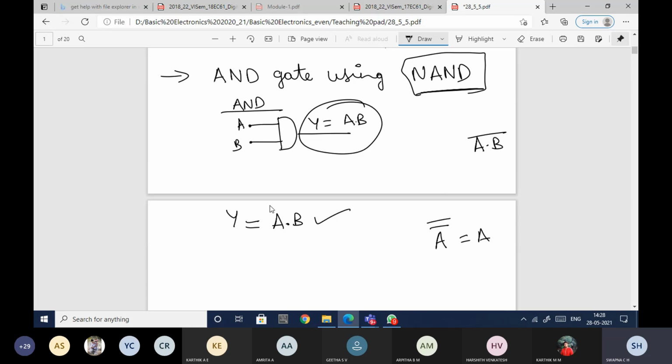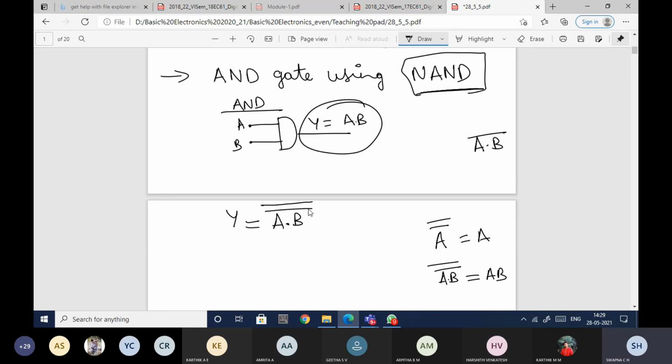So here, if I use a single complement, it will change the meaning. But what happens if I use a double complement? Will it change the meaning? No, ma'am, because A dot B complement of complement will be equal to AB itself. So instead of a single complement, I can use a double complement like this. Is it clear? Yes, ma'am.